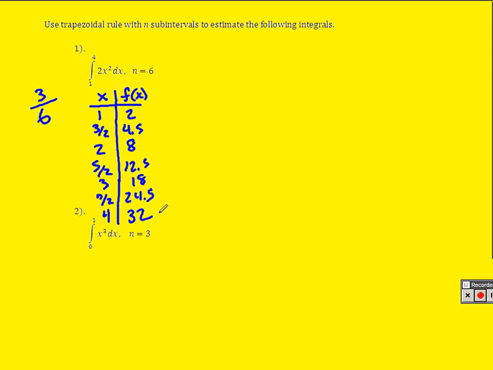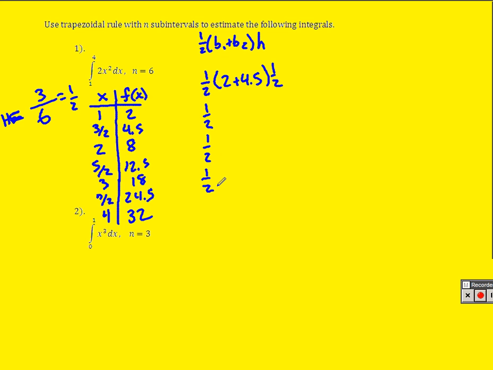From there, 3 over 6 equals 1/2. This is my height for everything. So my height equals 1/2. My formula is 1/2 times base 1 plus base 2 times my height, which is 1/2. So I'm going to look at each one of these separately. I'll have 1/2 times, my first two bases would be 2 plus 4.5, times the height of 1/2. I'll do the same thing the whole way down. 1/2 is my height, or my number in front for all of them.